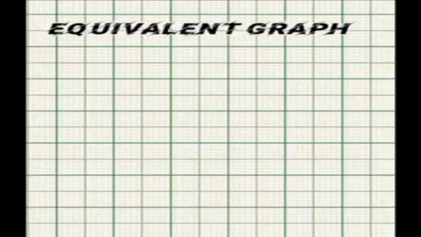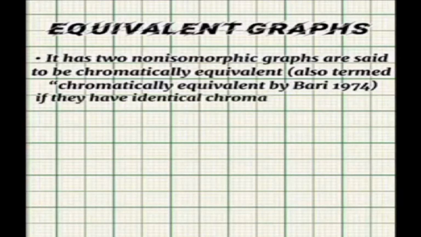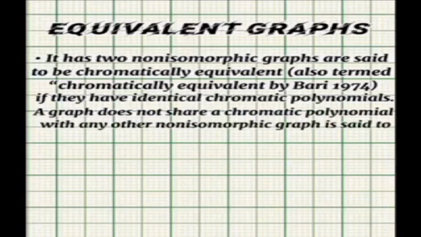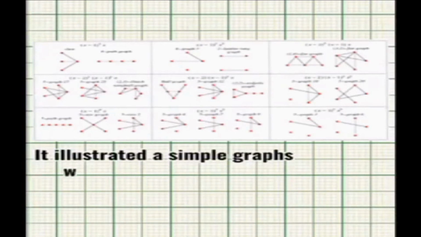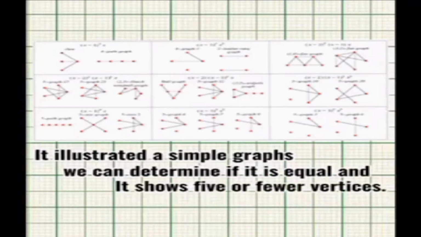I'll be discussing equivalent graphs and their definition. Two non-isomorphic graphs are said to be chromatically equivalent, also termed chromatically equivalent by Barry 1974, if they have identical chromatic polynomials. A graph that does not share a chromatic polynomial with any other non-isomorphic graph is said to be a chromatically unique graph. It illustrated a simple graph. We can determine if it is equal and it's shown with 5 or fewer vertices.